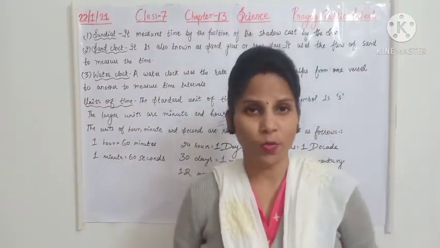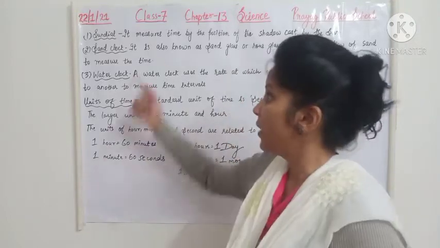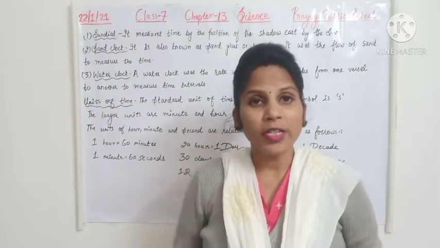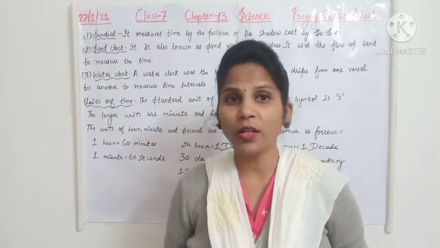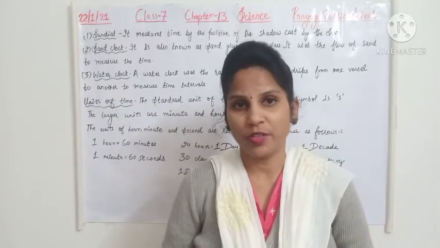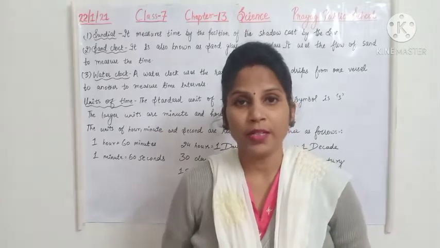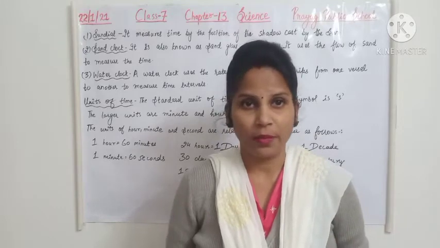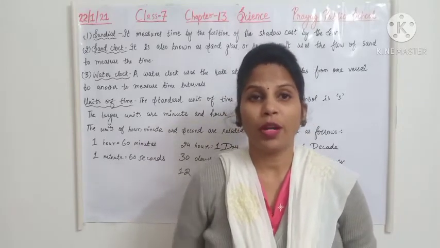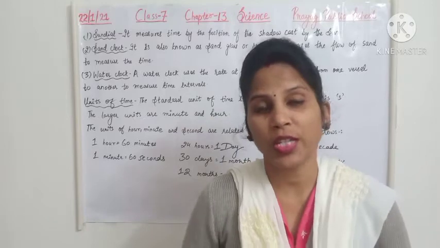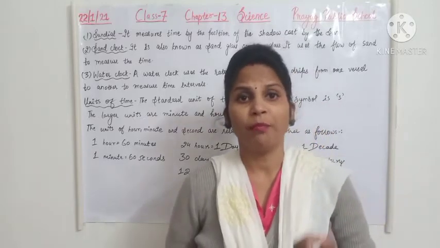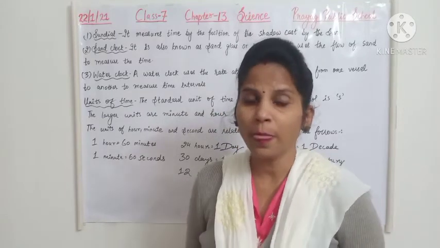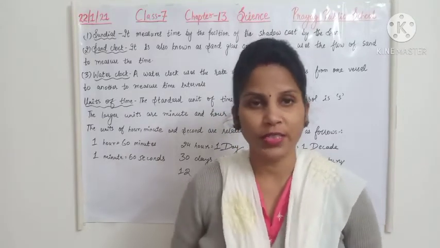But there was one disadvantage of these clocks: the sundial, sand clock and water clock cannot calculate smaller time intervals like minutes and seconds. They used to calculate only the hour time. Now there are modern watches which can calculate time up to a millionth of a second also. Okay children, so that's about the ancient time calculating devices.